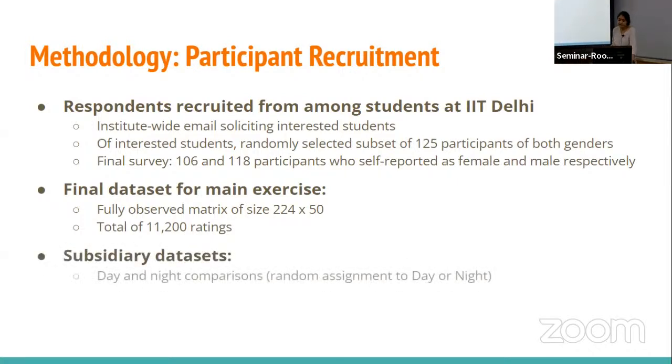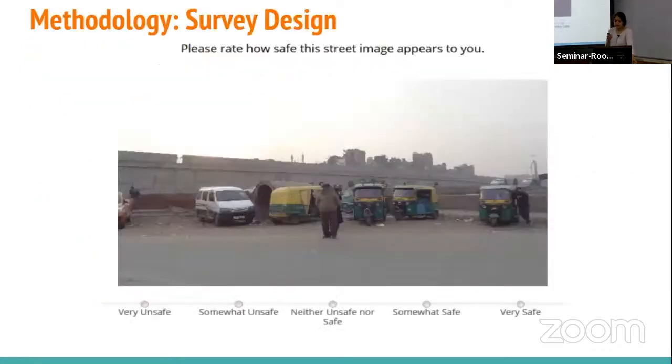We also have the subsidiary data set of day and night comparisons. So that's 224 into 20. And for about 10 of these 50 images, randomly, we also asked people to say why they chose this rating. Could you justify the rating that you give, what attributes would you suggest justify it? So I'll show you what that looked like.